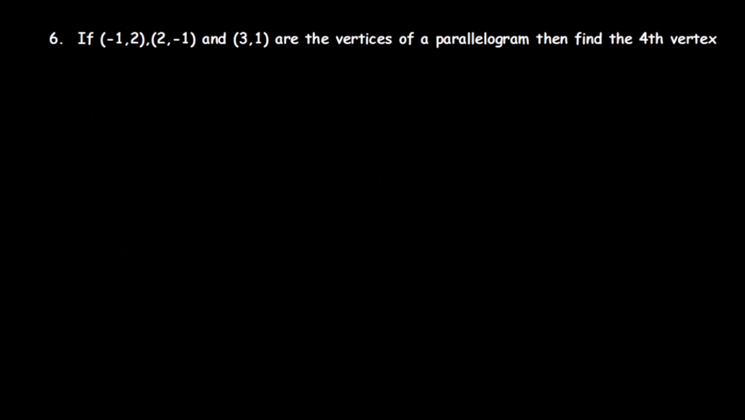It's a very important question. So the next one is, if -1 comma 2, 2 comma -1 and 3 comma 1 are the vertices of a parallelogram, find the fourth vertex. Yes, it's a very interesting question. So first we should take a parallelogram.